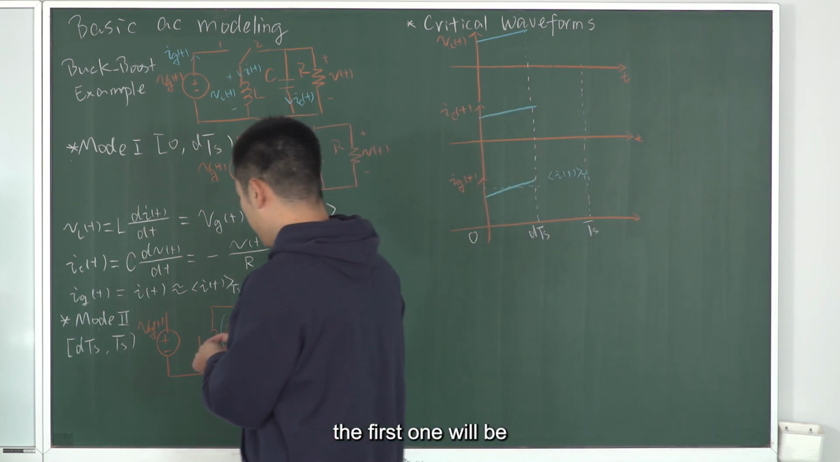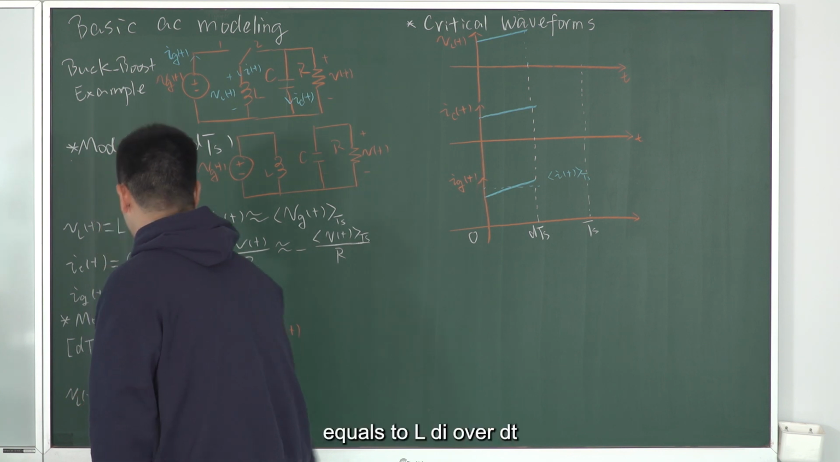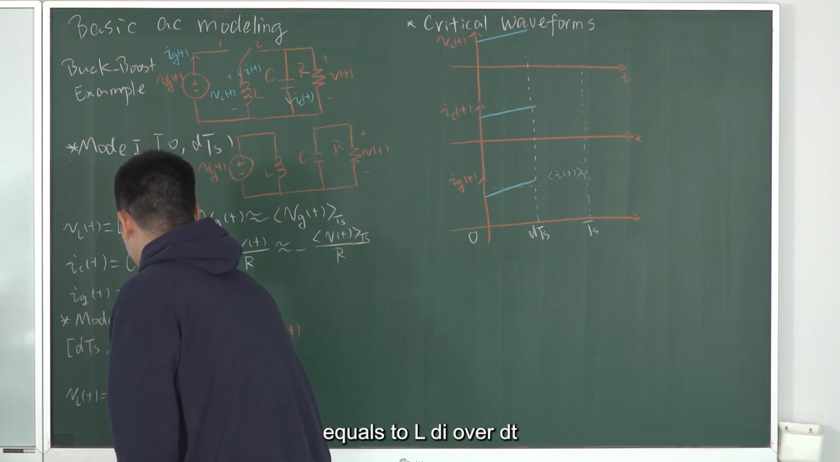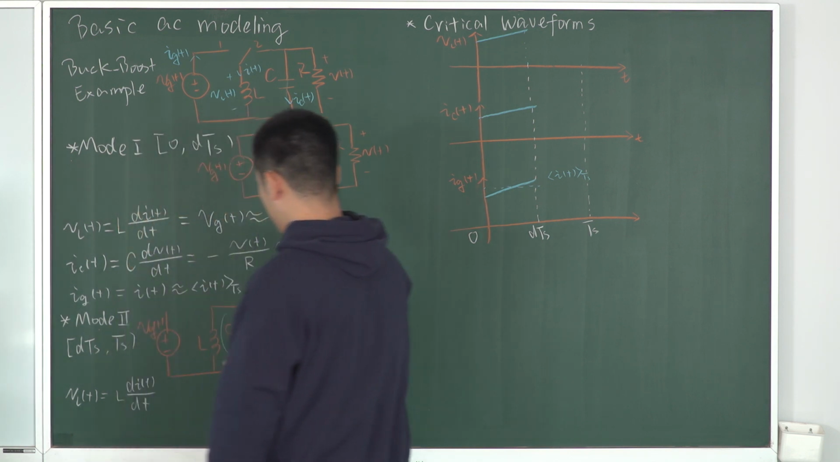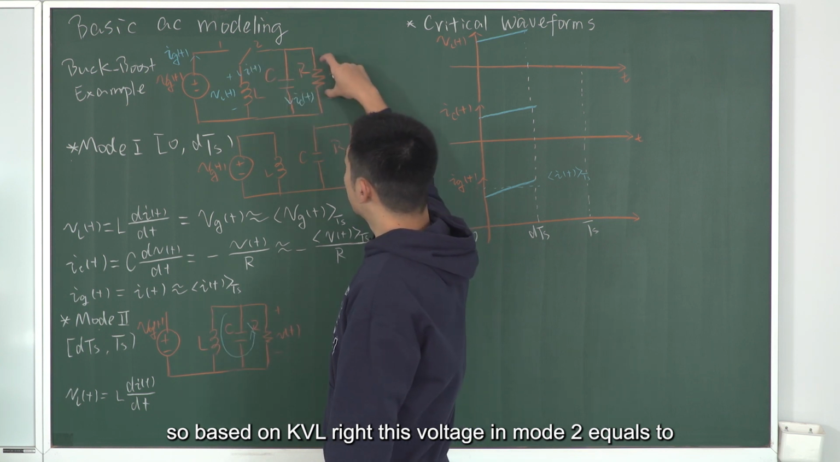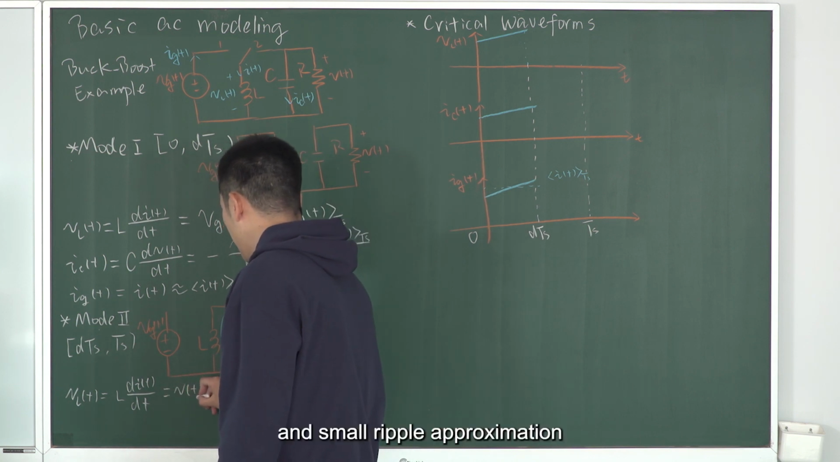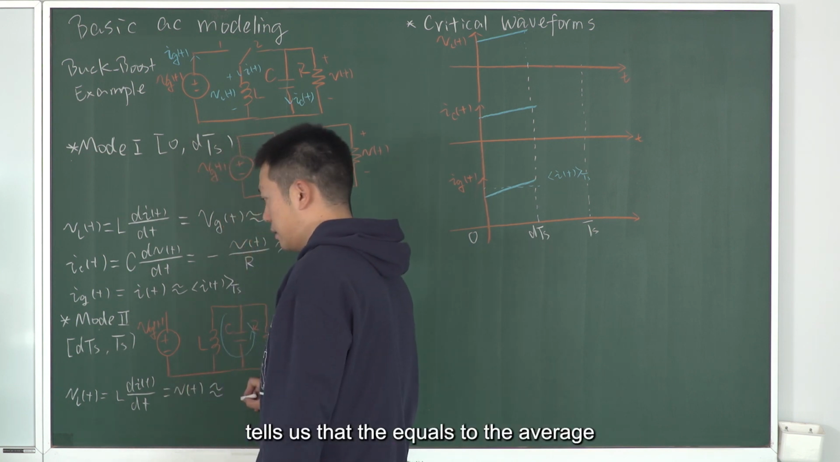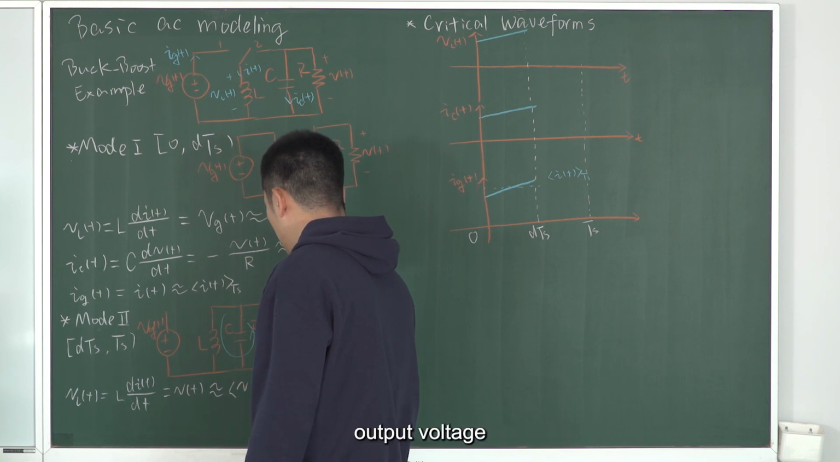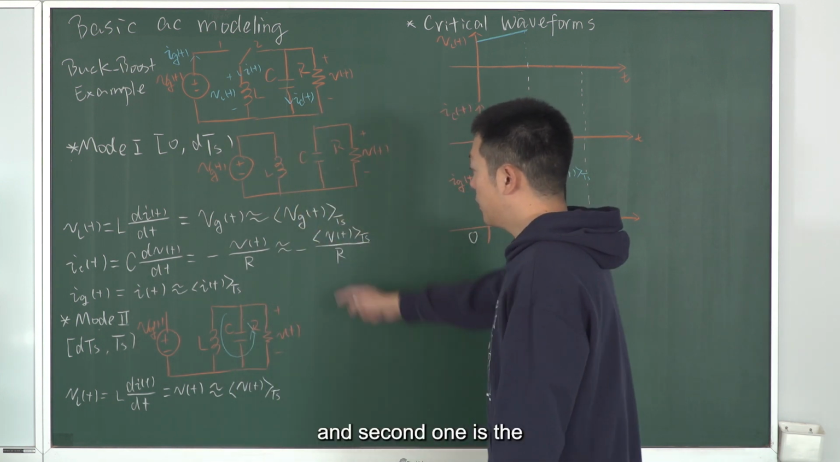The first one will be the inductor voltage equals L di over dt. So based on KVL, right, this voltage in mode 2 equals the output voltage. And the small ripple approximation tells us that it equals the average output voltage over one switching period.